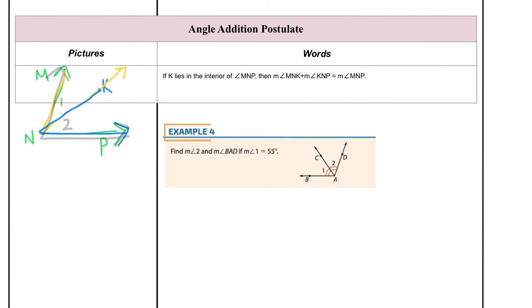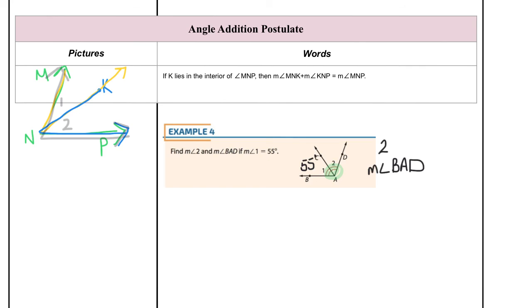It's going to show us this. It says find the measure of angle 2 and the measure of angle BAD. So I want to find the measure of angle 2 and I want to find the measure of angle BAD, if the measure of angle 1 is 55 degrees. Now, one thing we have in this image right here are these little markings. I call them rainbows. You'll see them marked differently in different texts, and I'll show you some other ways to mark later. But those little rainbows show angle congruence.